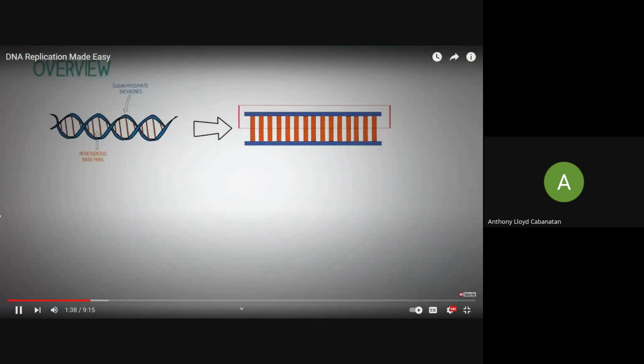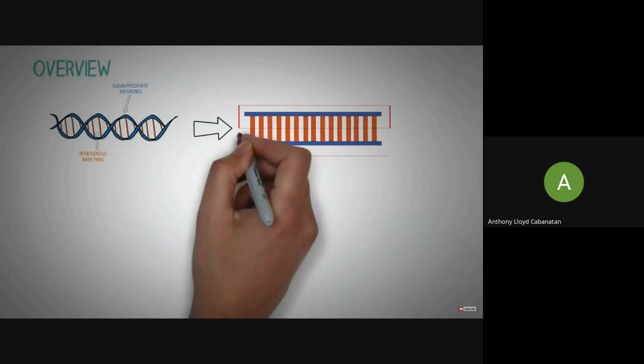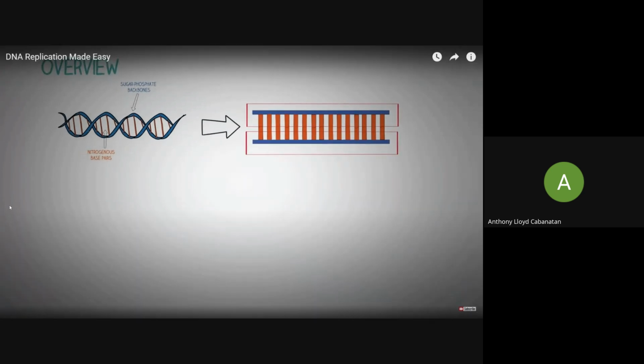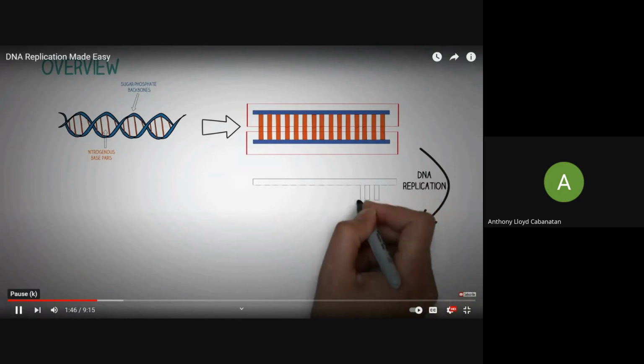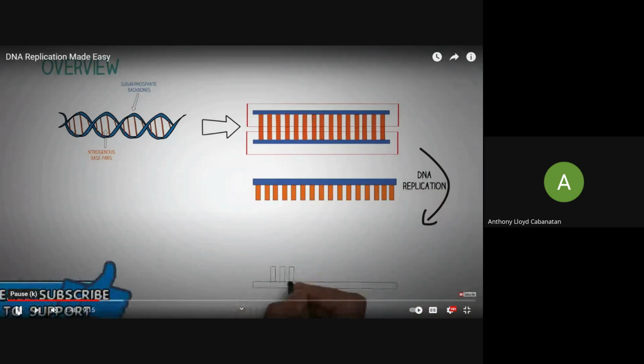In this example, you can see that the DNA consists of these two identical strands which almost run parallel to each other. Now, in the process of DNA replication, what happens is that these two strands separate.